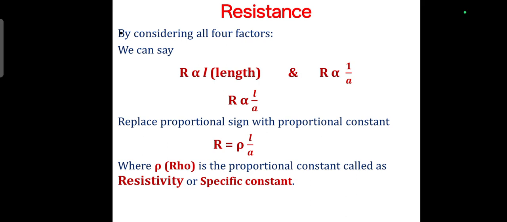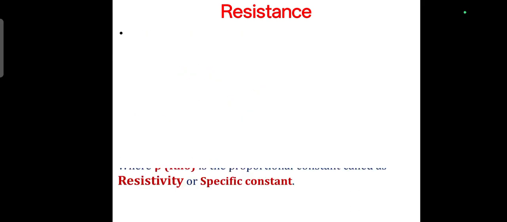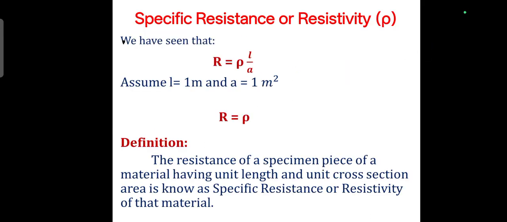So what is the concept of this specific resistance or resistivity? Let's understand. We have seen that R is equal to rho into L by A. Here assume the length L is equal to 1 meter and the area A is equal to 1 meter square. Then R is equal to rho, that is, the resistance of the particular material is equal to the resistivity.